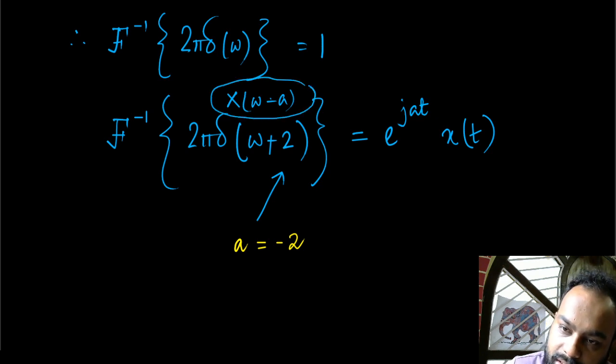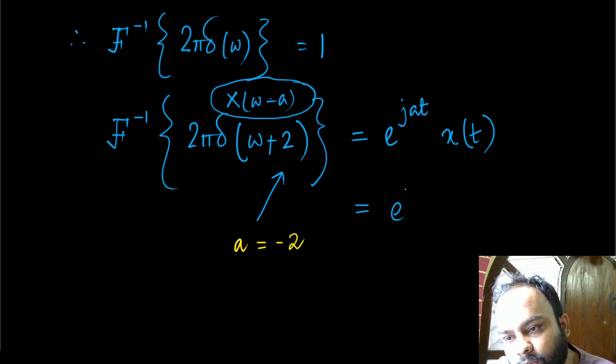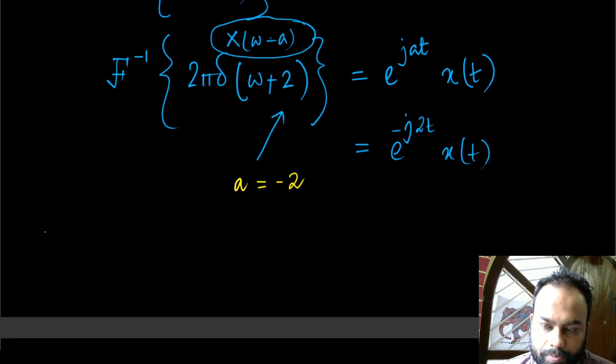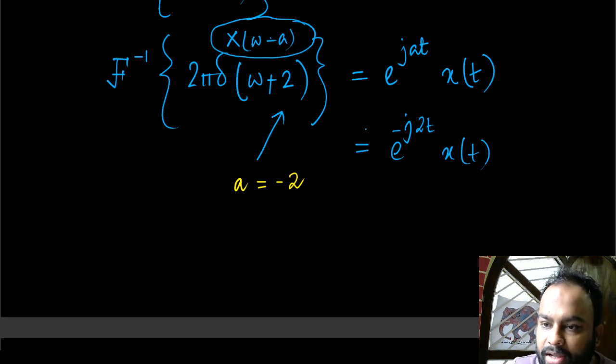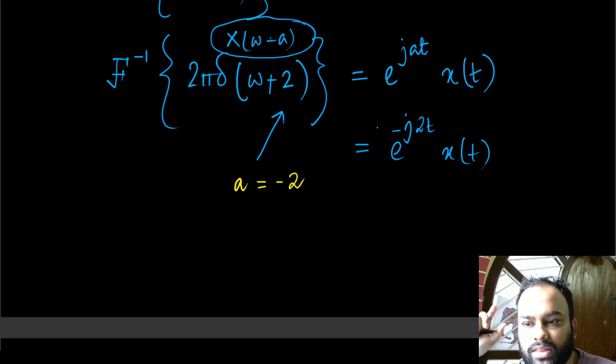So with that said, this is going to be e to the power j times minus 2 t, so e to the power minus j2t x(t), right? So do you understand this? If we have such a shift in frequency here, we get something like this. So if there is a time shift, then we get an exponential term in frequency, and if there is a frequency shift, then we get an exponential term in time.